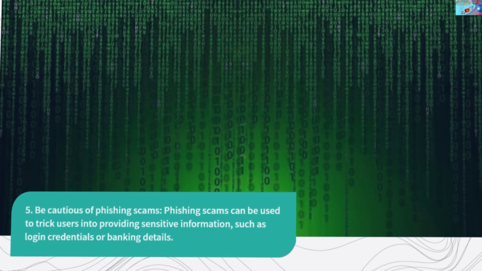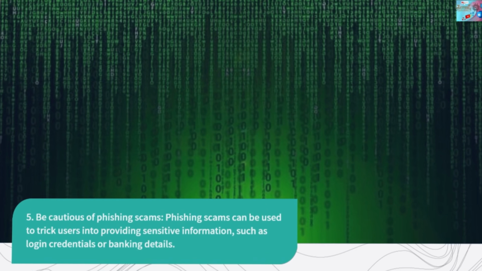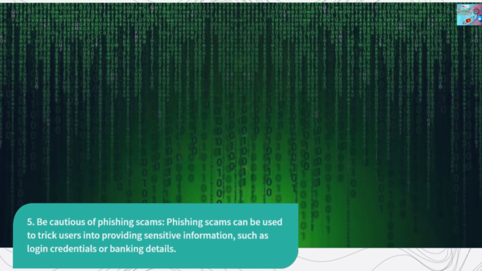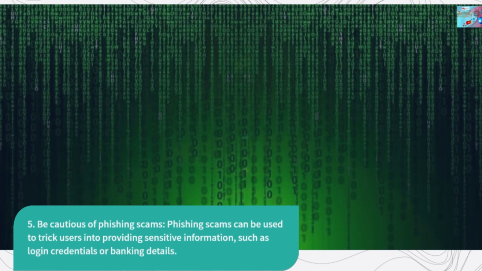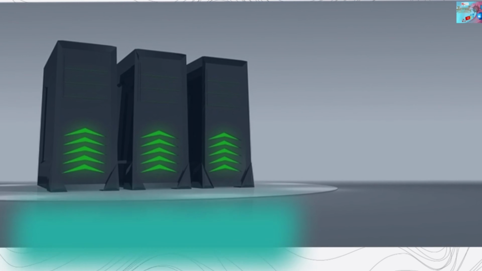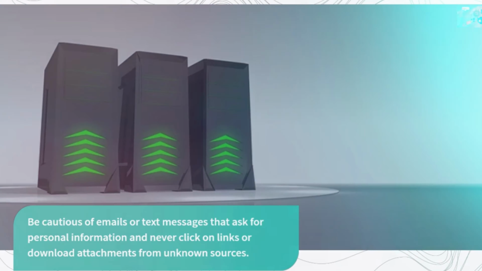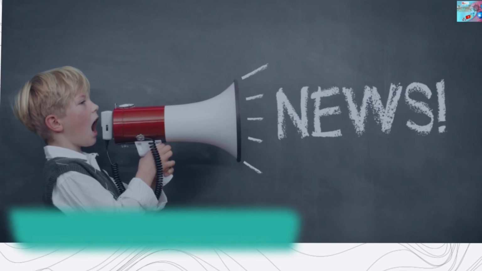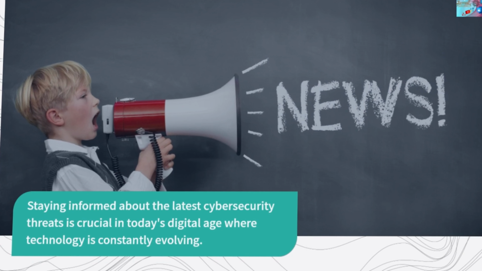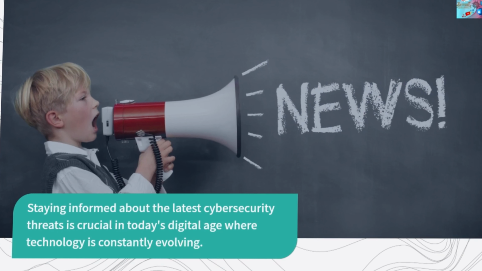5. Be cautious of phishing scams. Phishing scams can be used to trick users into providing sensitive information, such as login credentials or banking details. Be cautious of emails or text messages that ask for personal information, and never click on links or download attachments from unknown sources. Staying informed about the latest cybersecurity threats is crucial in today's digital age where technology is constantly evolving.